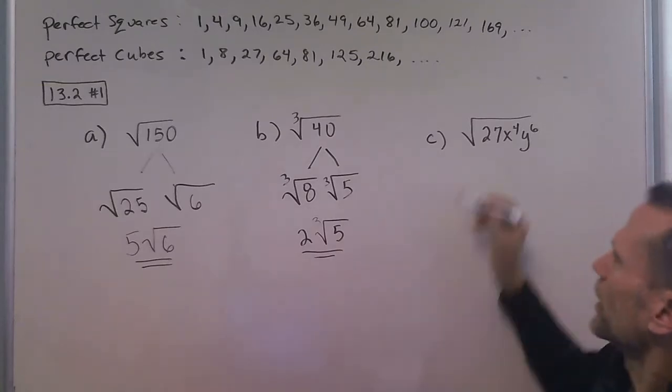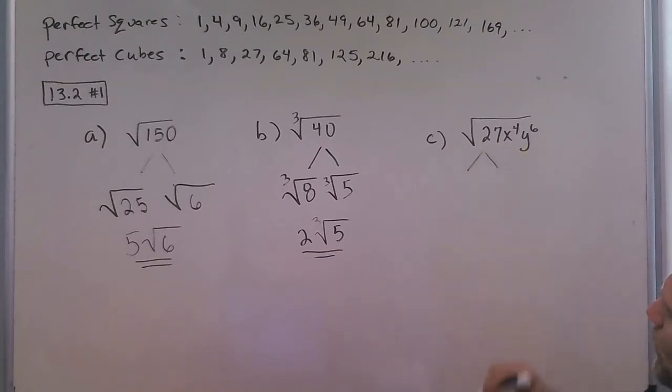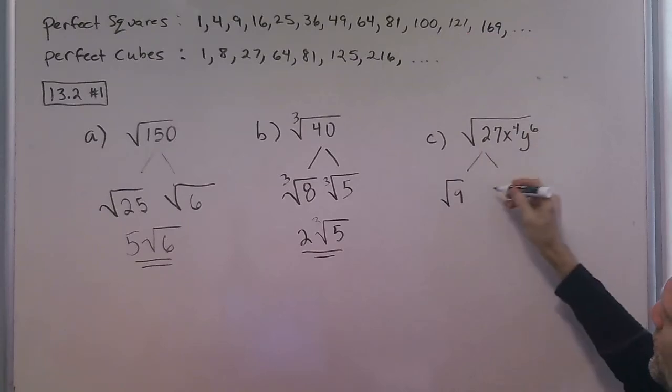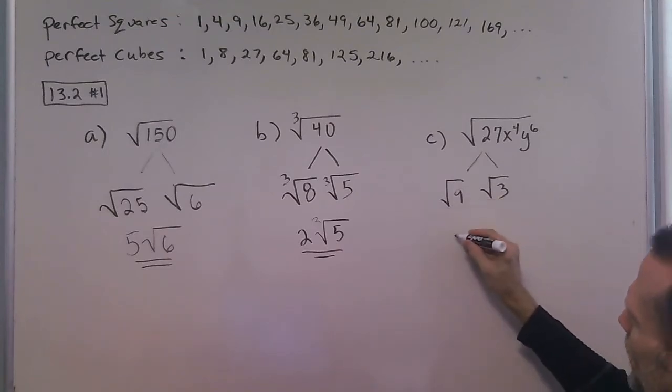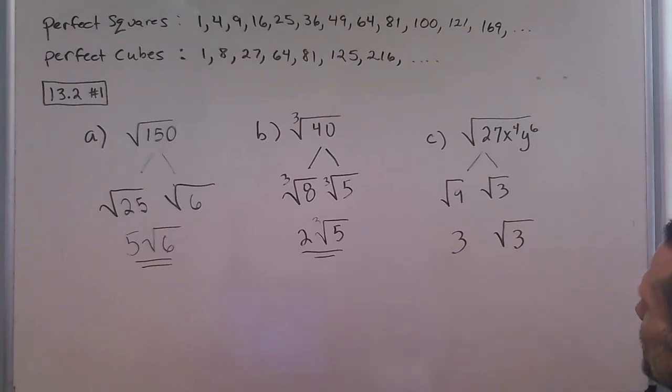So now taking a look at this one, the first thing we want to handle is the number part, and we'll find that 9 is on our perfect square list, and we can break 27 into 9 and 3. We know the square root of 9 is 3, and remaining in the radical is 3.